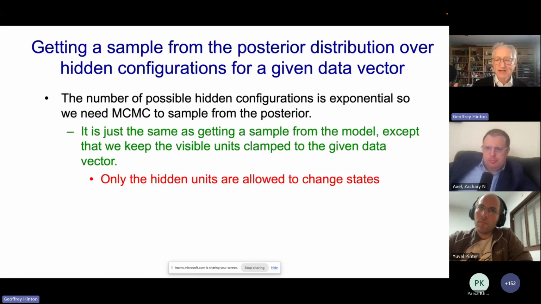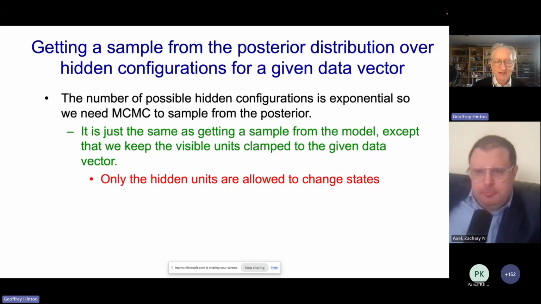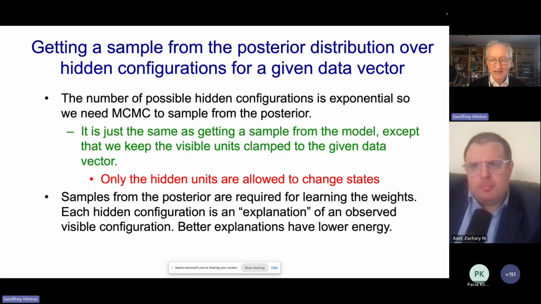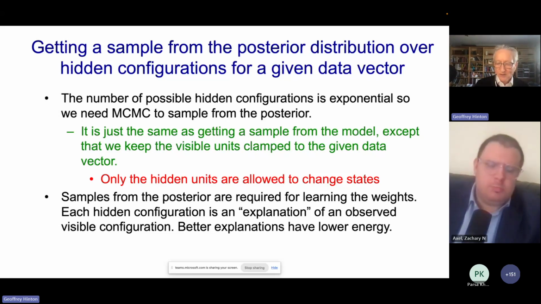So it's just like sampling complete configurations, which you need to do to sample visible vectors, but you're only going to allow the hidden units to flip because it's going to be with a particular visible vector. I should say we're almost done. And you require those samples from the posterior given a visible vector in order to learn the weights. Now, you might think, and everybody thought, it would be extremely complicated to learn the weights in this network.